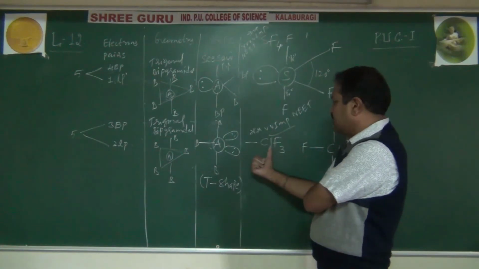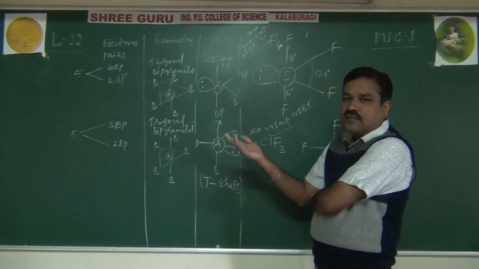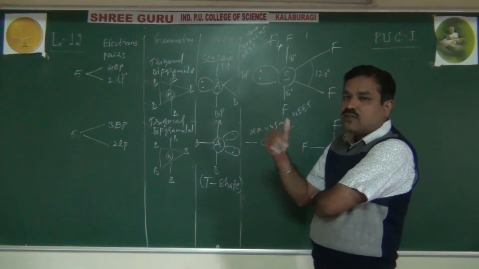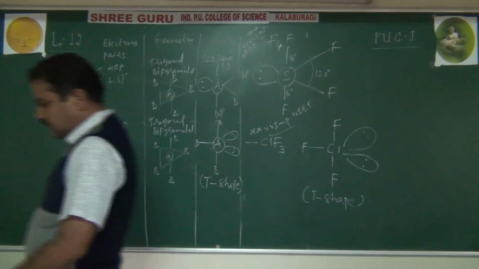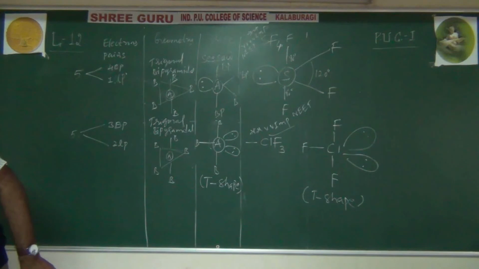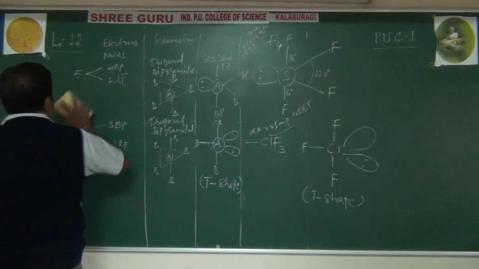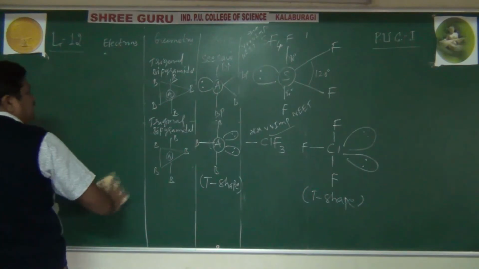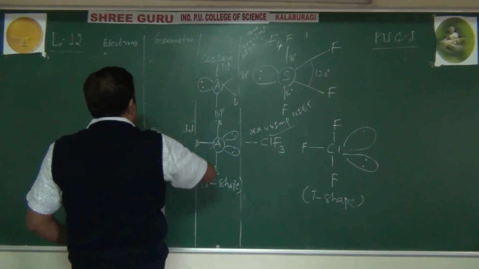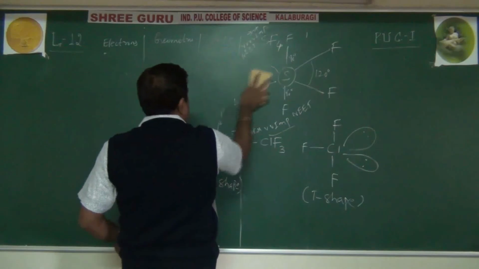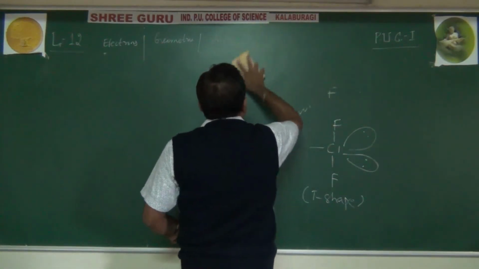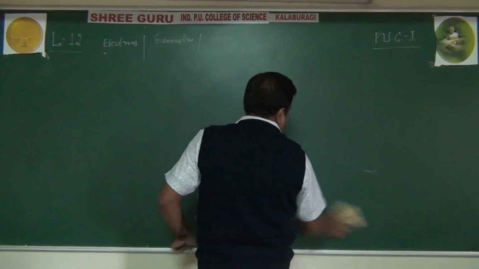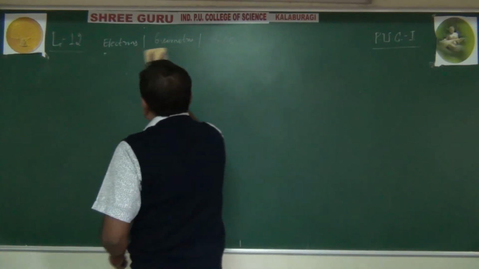This is an interhalogen compound. You will come to know that next year in the P block elements, in the 17 group elements. Now after this, 6. If there are 6 electron pairs, what are the probabilities? What could be the geometry? Along with an example, I will make it very clear.